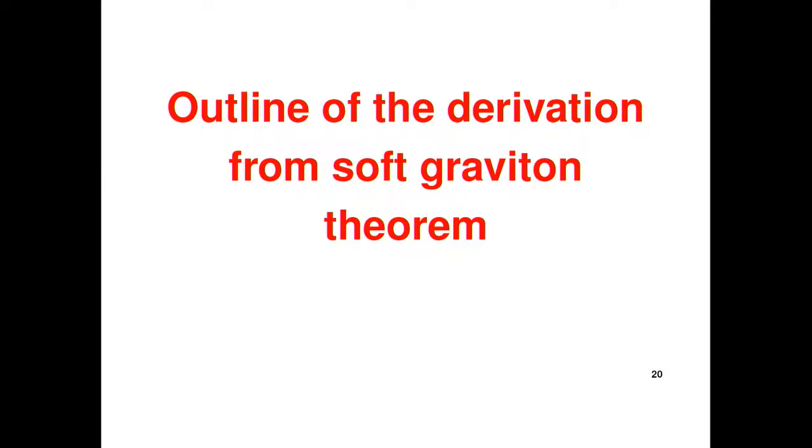So let me describe briefly how we derive it from the soft graviton theorem. As I said, the soft graviton theorem is a result in quantum theory of gravity, right? The results that I have been describing are purely classical results. So one might ask, how can a quantum result in gravity have anything to do with classical results? And this is the part that I will try to explain now.